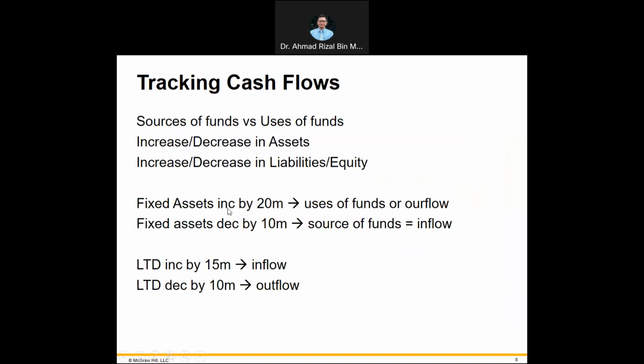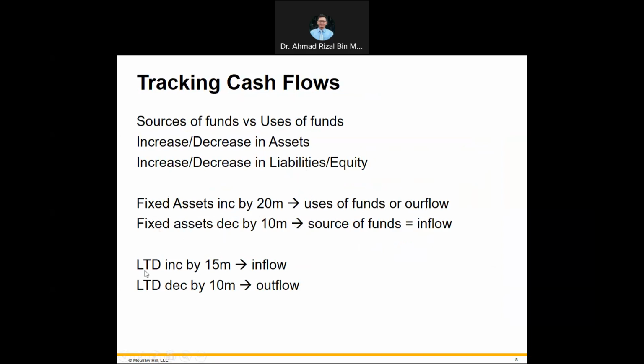So, for example, there is an increase in an asset item. Say fixed assets increased by 20 million. This shows that during the year there is an outflow, or use of funds, by that much. On the other hand, if there is a decrease in fixed assets by 10 million, this is a source of funds, or inflow. Because when the asset value decreases, logically, it shows that the company has sold assets by that amount, in this case 10 million.